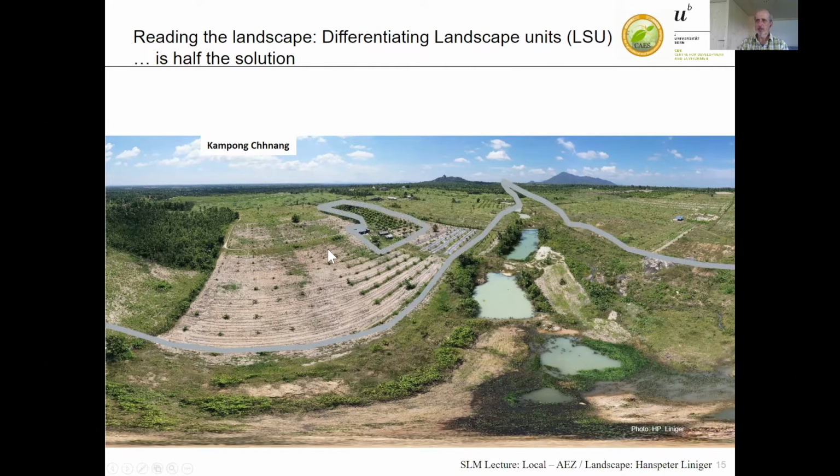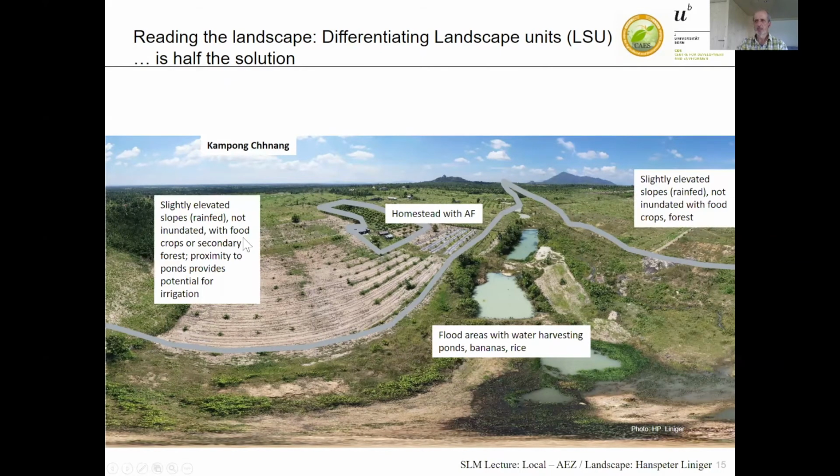And that homestead situation again, close to the houses that you have, is a completely different situation where you can plant different crops, higher value. So homestead with agroforestry, flood areas with water harvesting, ponds, bananas, rice, and slightly elevated slopes, not inundated like this place here, with food crops or secondary forest.